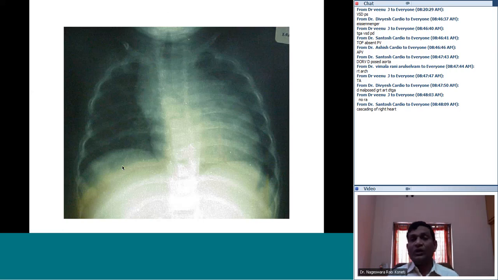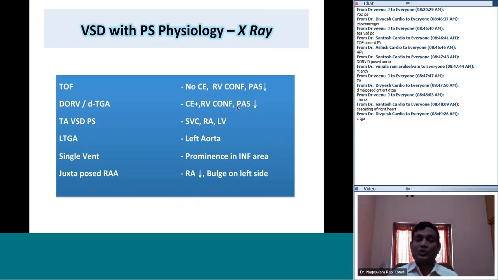So this X-ray, again a cyanotic congenital heart disease, reduced pulmonary blood flow, mild cyanosis, loud murmur. You can see on the left side here a bulge that is nothing but the ascending aorta. I am sure by this time you all got the diagnosis. This is L-malposed great vessels, the LTGA with VSD-PS. So to summarize radiological findings: tetralogy of Fallot, no cardiac enlargement, right ventricular complex present, and reduced pulmonary blood flow. DORV, DTGA, sometimes cardiac enlargement. Tricuspid atresia, SVC dominant, right atrial enlargement, LV effect, and you may see abrupt right heart border cutoff in 20% of the cases. L-malposed great vessels, LTGA, prominence in the inferior area usually suggests you have a single ventricle and other things.